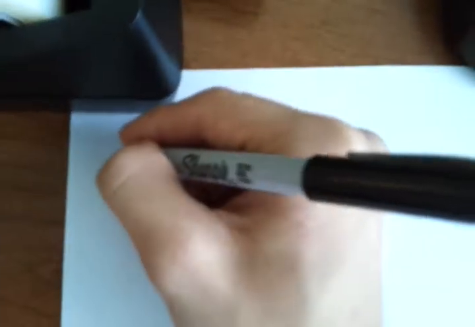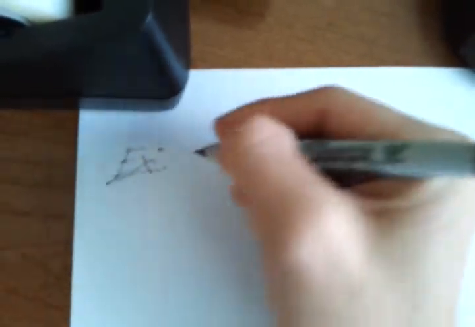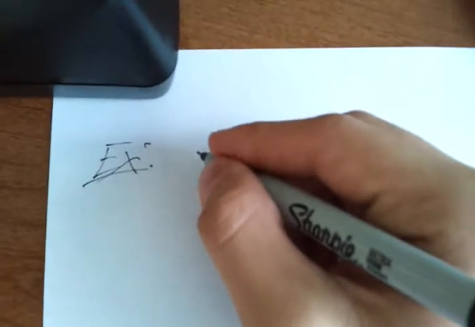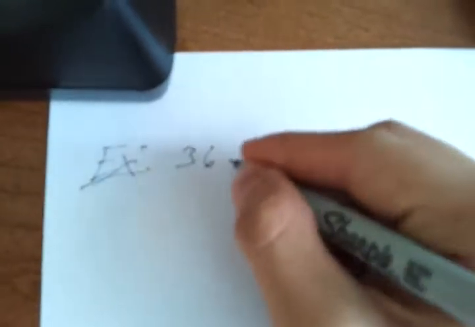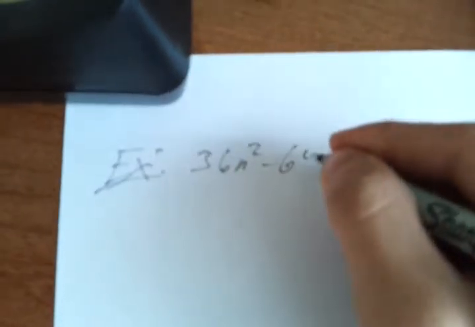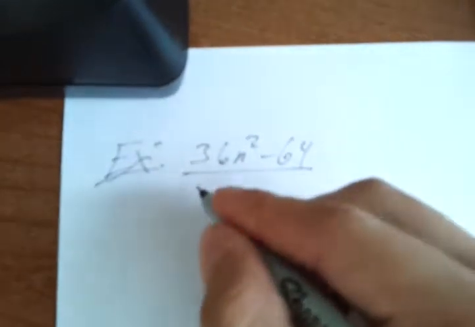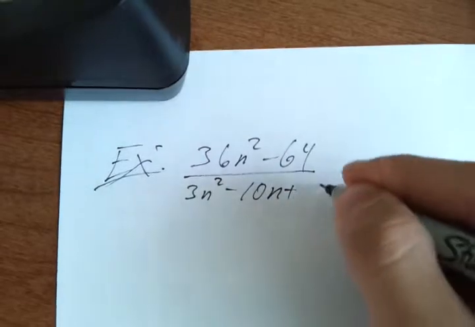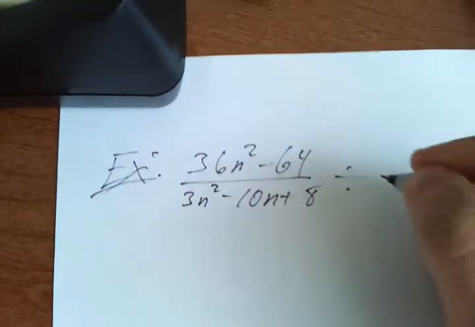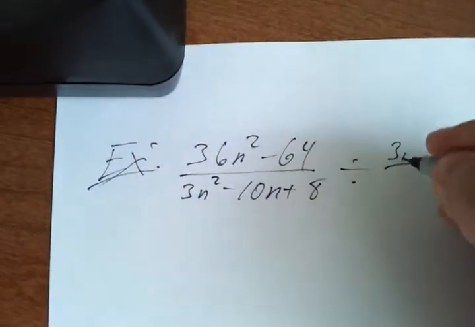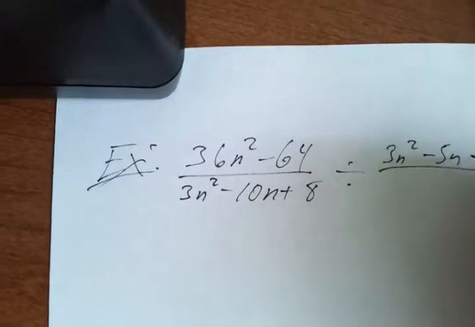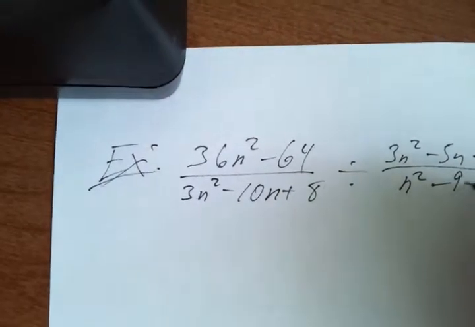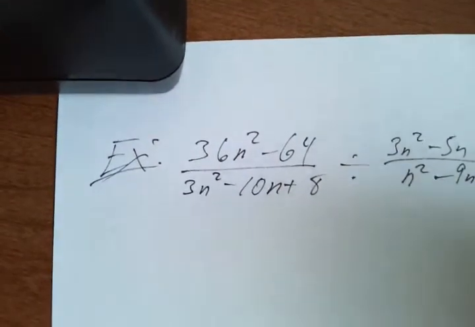Okay, today we're going to be dividing rational expressions. The example we're going to work with is as follows: 36n squared minus 64 all over 3n squared minus 10n plus 8, divided by 3n squared minus 5n minus 12 all over n squared minus 9n plus 14.